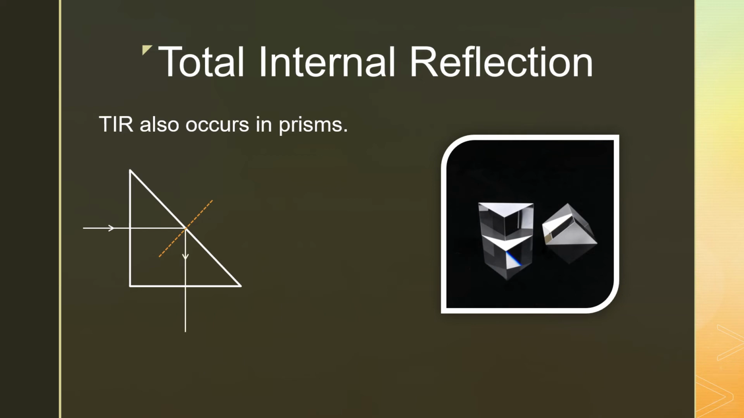Now, because of the dimensions of the prism, at this interface here, again, we're traveling along the normal, and so the light's just going to pass straight out.